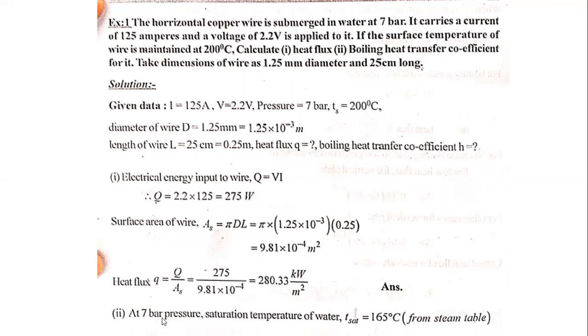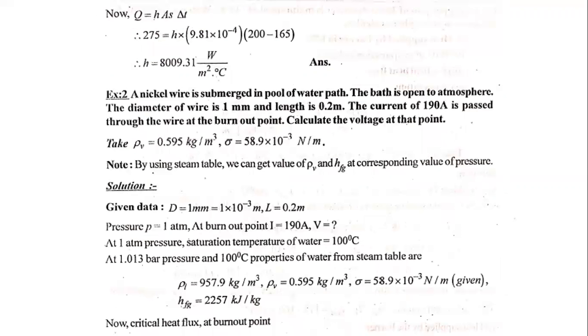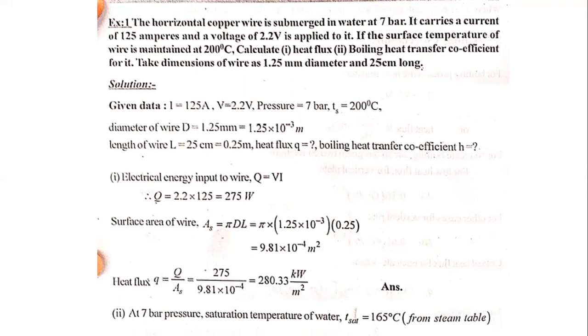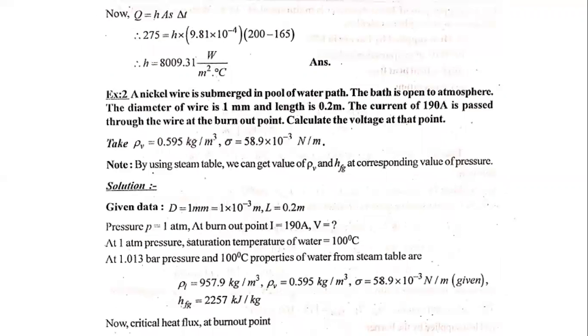Secondly, we have to find the heat transfer coefficient h. So at 7 bar pressure, the saturation temperature of water is 165 degrees Celsius. It comes from the steam table. So Q is equal to h into A into delta T. We already have Q, A and delta T, so we can easily find out the heat transfer coefficient of the wire, the heat transfer coefficient of the heated boiling water.